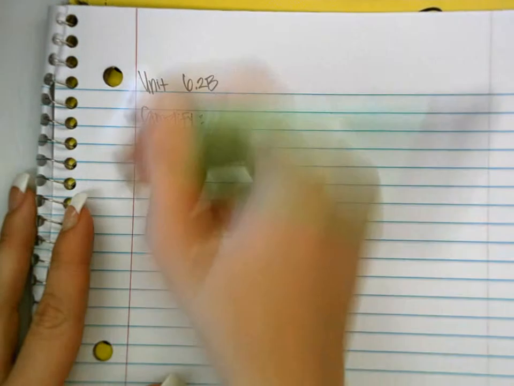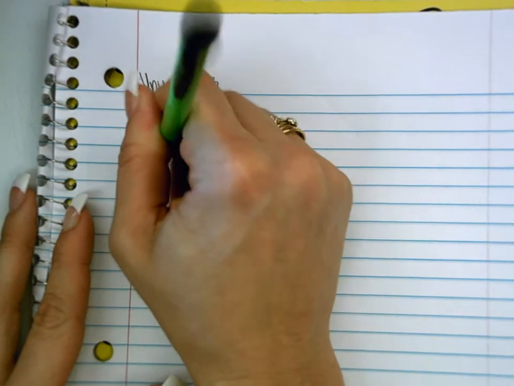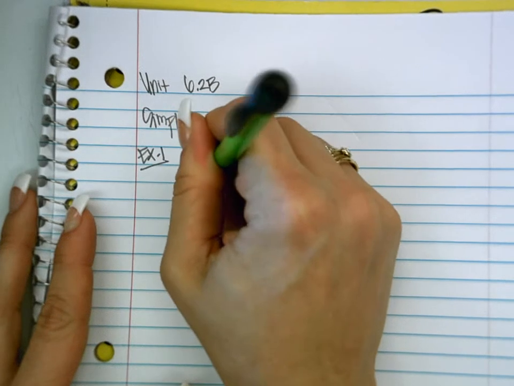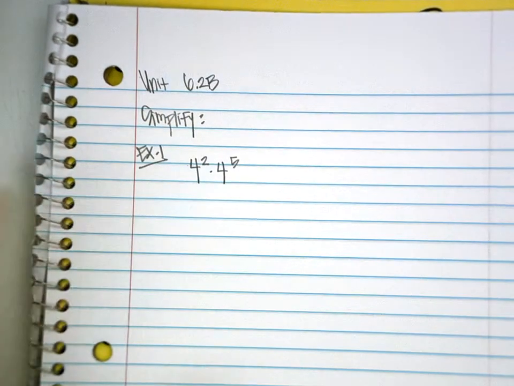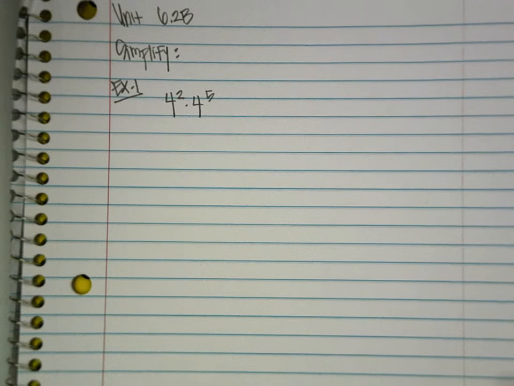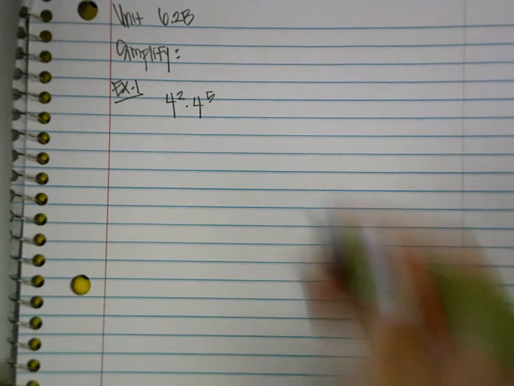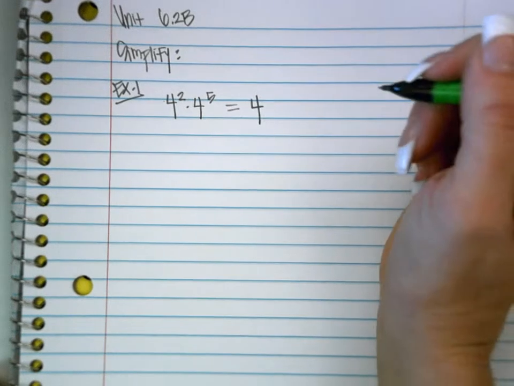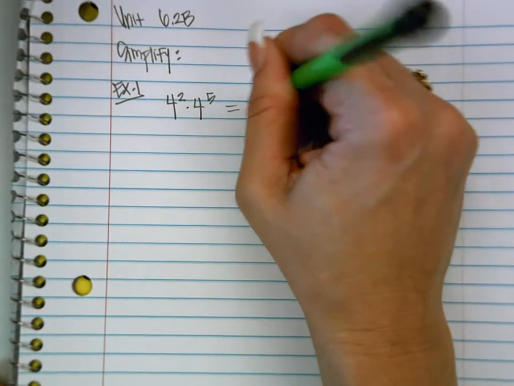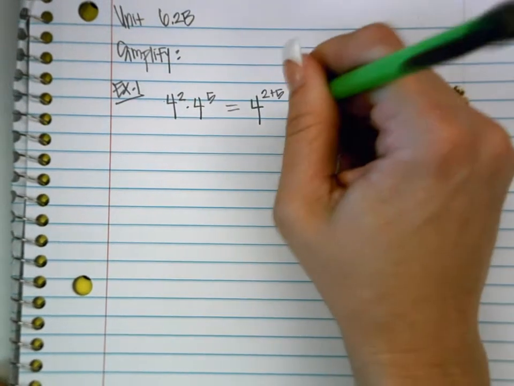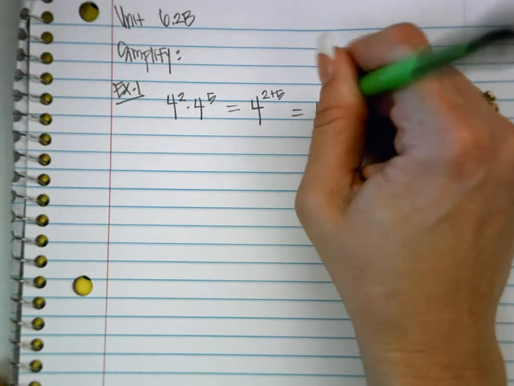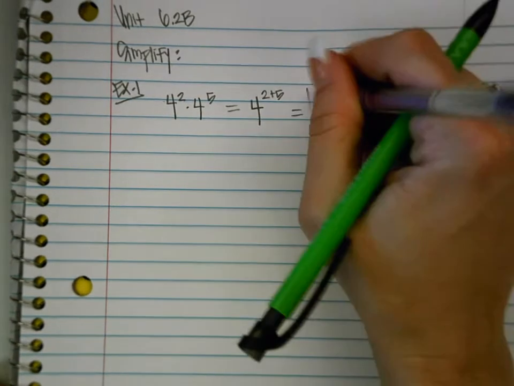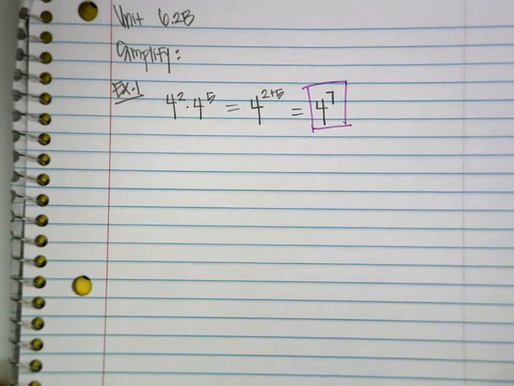Simplify. Something like number 1: if I gave you 4 to the 2nd times 4 to the 5th power, how would you simplify it? Keep the base, do what with the exponents? Add them. So you do 2 plus 5. Do you actually need to write that step? Not really. This just becomes 4 to the 7th power. That's your answer. So keep the base, add the exponents.